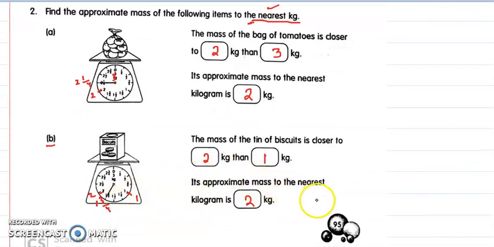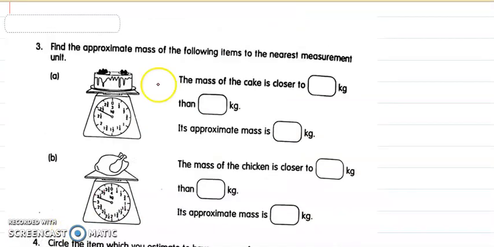Now this is the end of page 95. In the next slide we are moving to the next page, 96 of the activity book. This is question number 3. We are doing from page 96 of the activity book now.